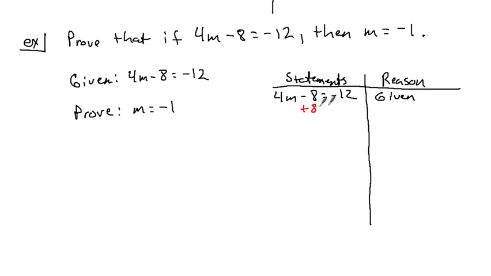And then you know that you would do this, plus 8 plus 8. Now if you notice, I'm going to write it kind of small there, and we want to think of that as all on one line. So we added 8 to both sides, and now we're left with 4m equals negative 4. And the question is, how did we come up with this next statement? It's because we added 8 to both sides.